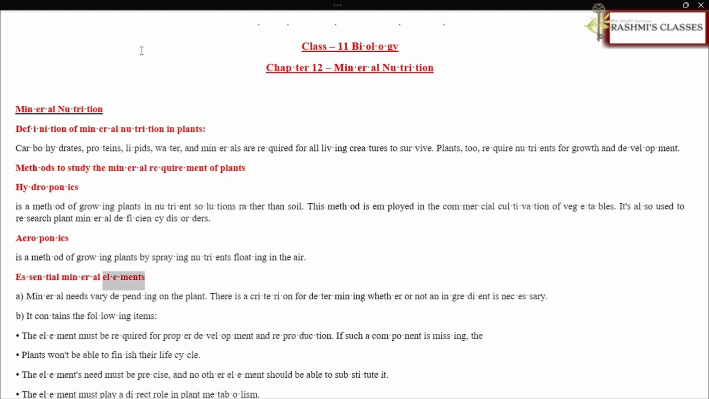Essential mineral elements. Mineral needs vary depending on the plant. There is a criterion for determining whether or not an element is essential. It contains the following items. The element must be required for proper development and reproduction. If such an element is missing, the plants won't be able to finish their life cycle. The element's need must be specific, and no other element should be able to substitute for it. The element must play a direct role in plant metabolism.